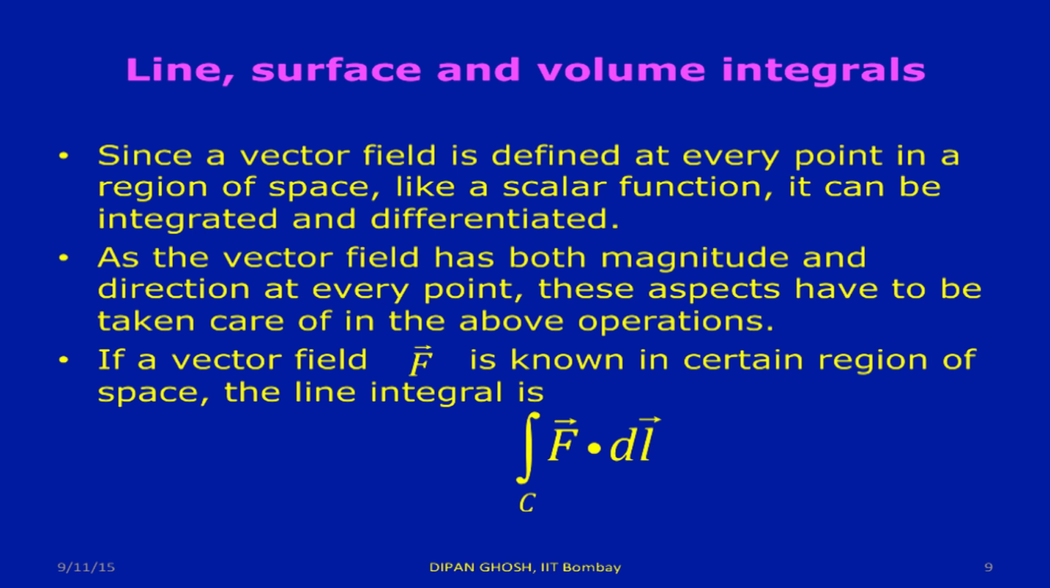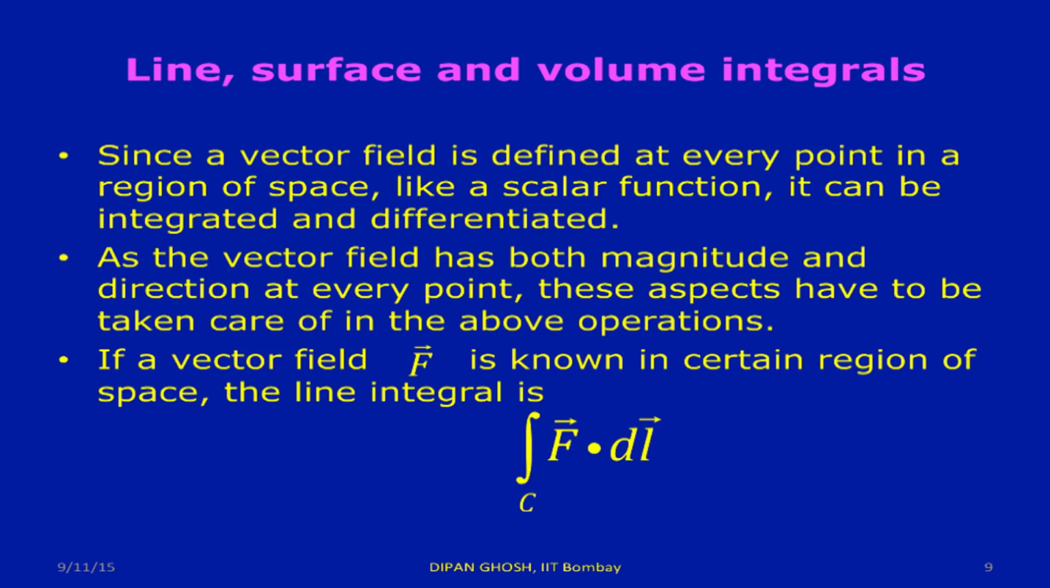Now I do exactly the same. The difference is that my vector field not only has a magnitude but also has a direction. So when I have a line, I split it into various small sections, and I must make them so small that over every such infinitesimal section, not only the magnitude of the function, but the direction of the function also remains the same.